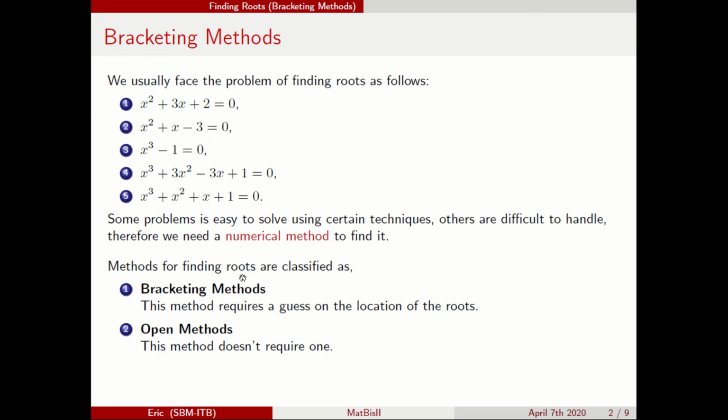The methods for finding roots numerically can be classified into two types: bracketing methods and open methods. For bracketing methods, you need to have a guess on the location of the roots. But for open methods, you don't have to guess where the roots are located.